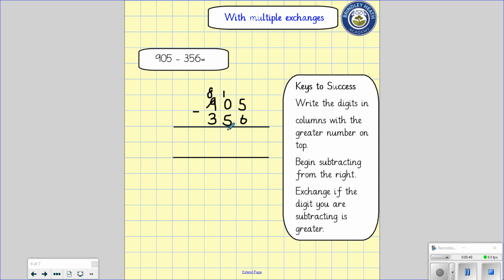Okay. Now I'm still needing to go back to this ones column. So I can cross out my 10 now and I can exchange that for 10 ones. So I'm left with my 9 tens and I've exchanged that 10 there for 10 ones. So 15 take away 6 is 9. 9 take away 5 is 4. And 8 take away 3 is 5. So the answer to my calculation is 549.